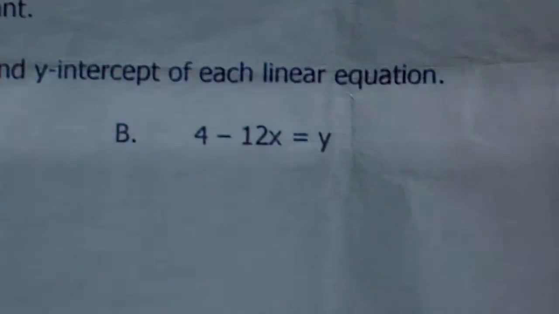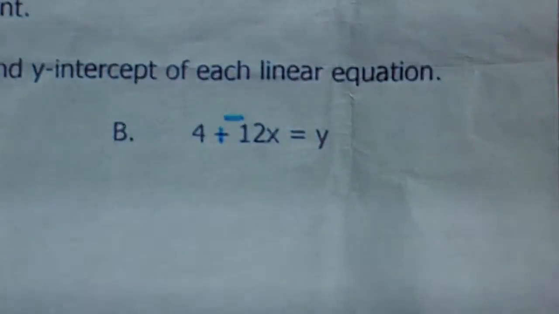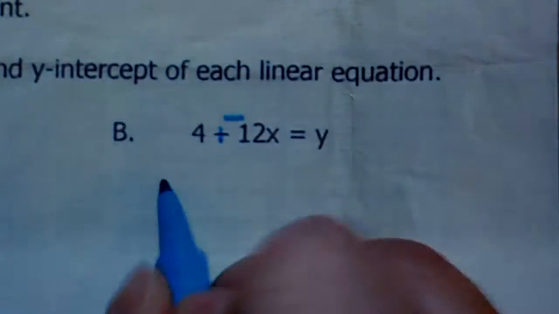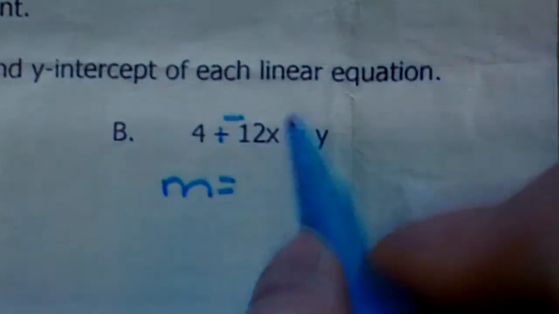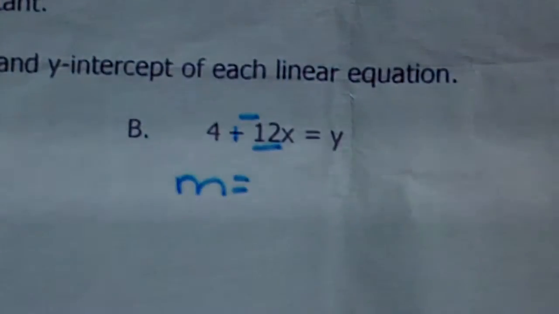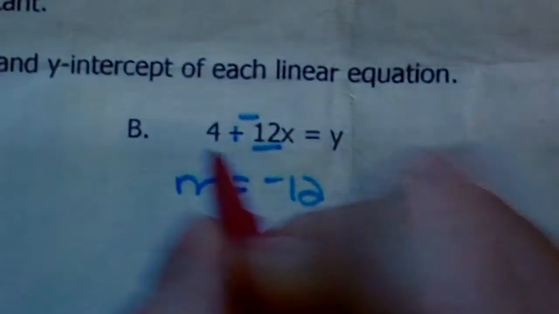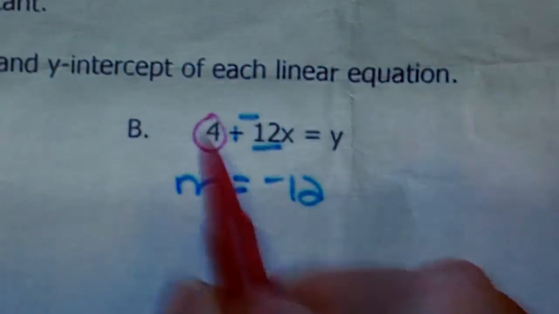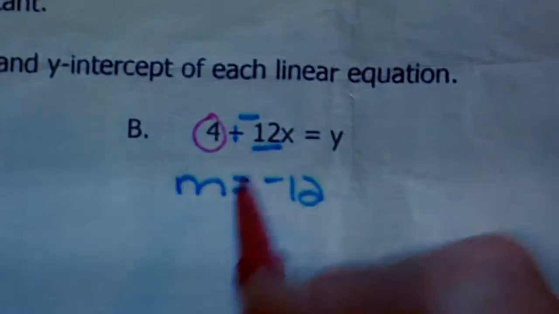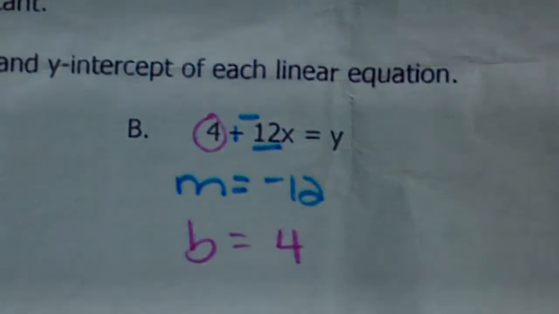All right, follow over to letter B here. Again, I'm going to do keep, change, change, keep, change, change, so that I don't think my slope is a positive 12, because you can see that the coefficient of x is actually a negative 12, because subtracting 12 is the same thing as adding a negative 12. So slope, negative 12. The number that's all by its lonesome on the same side as the variable term is 4. So my y-intercept is 4.